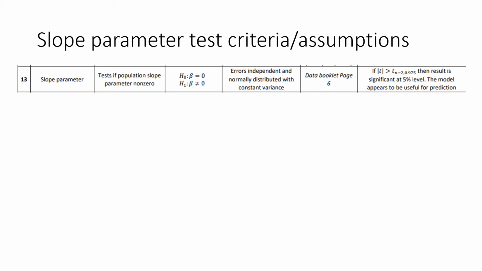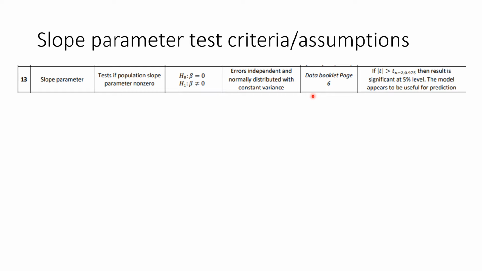So your hypothesis will be that you're assuming right now it's zero, but you're going to test to see that it's not zero. Your assumptions are that the errors are independent and they are normally distributed with constant variance. So the errors don't increase or decrease at any point.